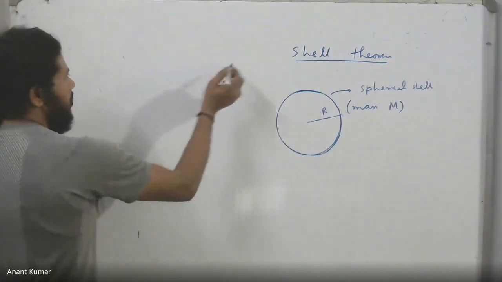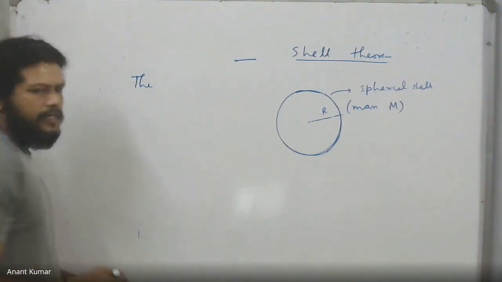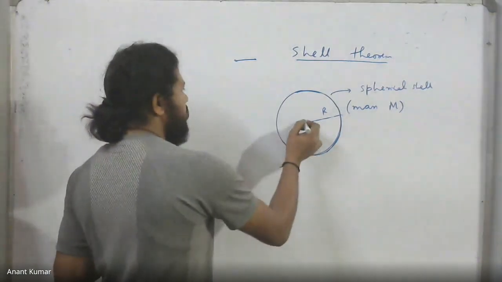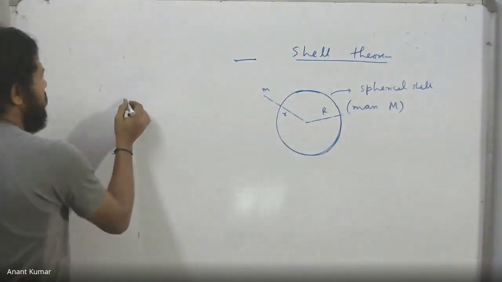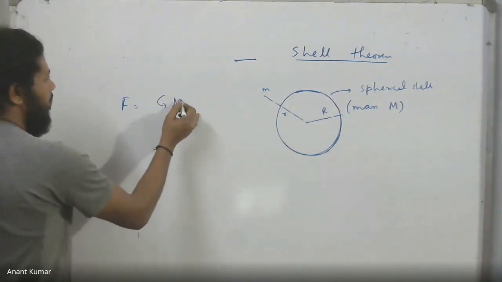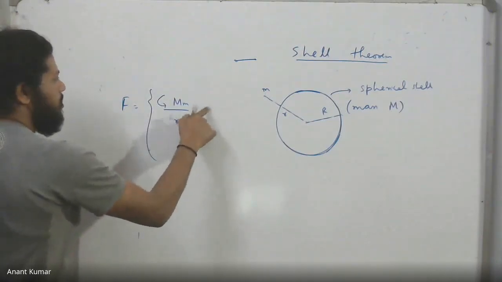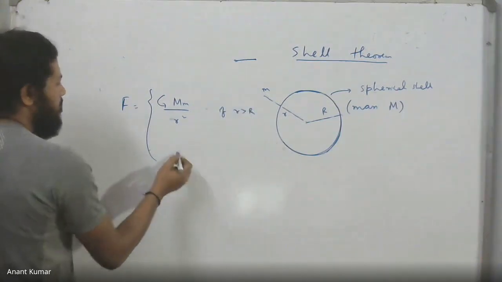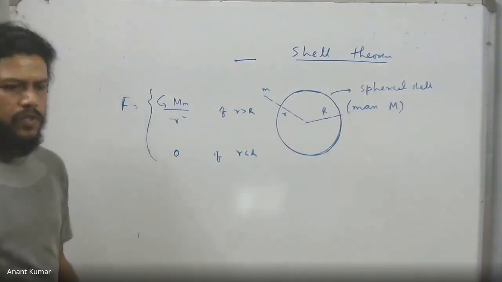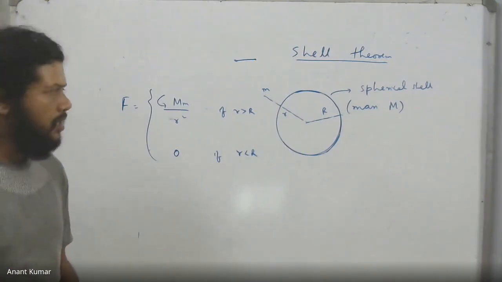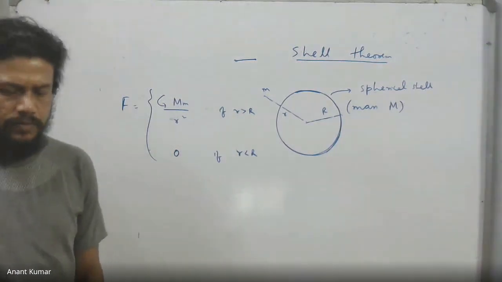So the shell theorem says that the gravitational force exerted by the spherical shell on a point mass kept at a distance r from the center is simply GMm by r squared if r is greater than capital R, and is equal to 0 if r is less than capital R. Which implies that if the point mass is placed inside the spherical shell, the shell will not exert any gravitational force.